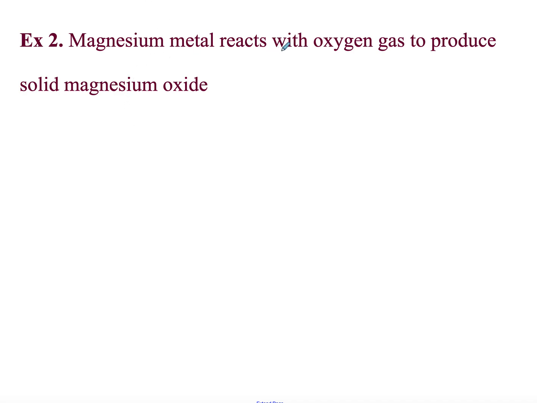We got magnesium metal reacts with oxygen gas to produce solid magnesium oxide. So I see reacts with. That tells me plus. So whatever's on either side are going to be the things reacting. Those are my reactants. So magnesium is going to be a reactant, oxygen's a reactant. Then it says to produce. There's my yield sign. Solid magnesium oxide. This is my product. So I only have 3 components here.